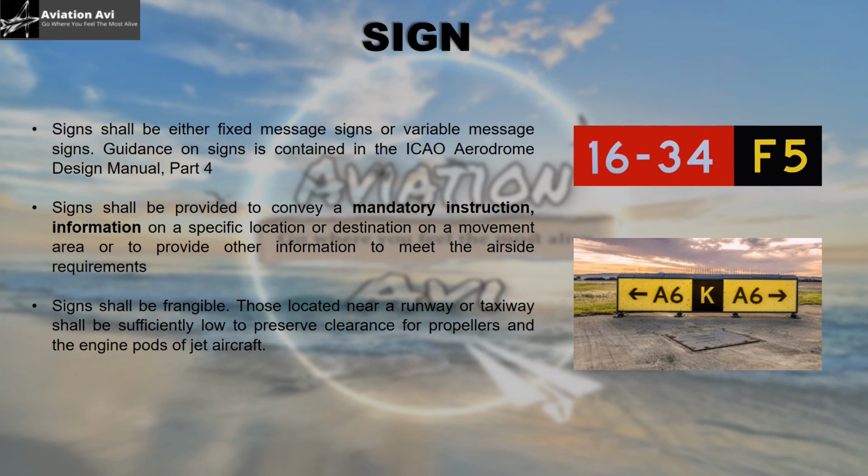Moving on, signs shall be frangible, and the characteristics of frangible is also something you will find in the ICAO Doc 9157. Those located near the runway and taxiway should be sufficiently low to preserve clearance from propellers and the engine pods of jet aircraft.